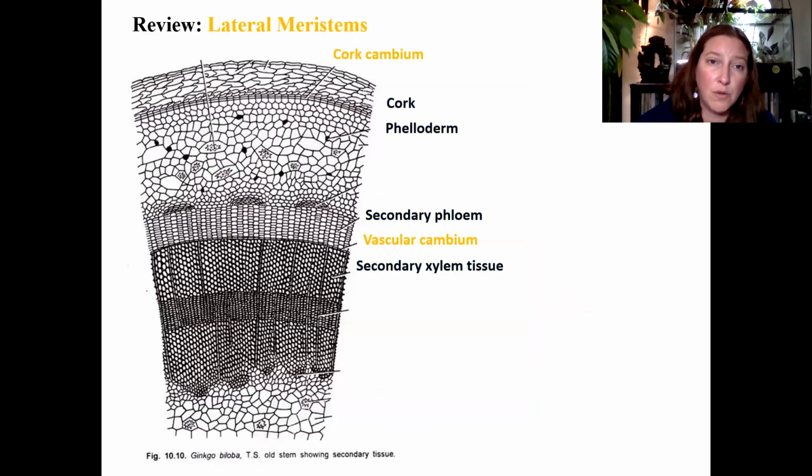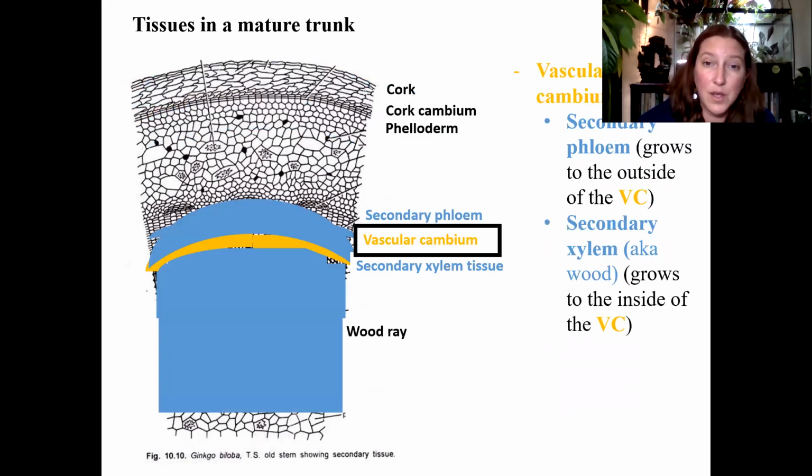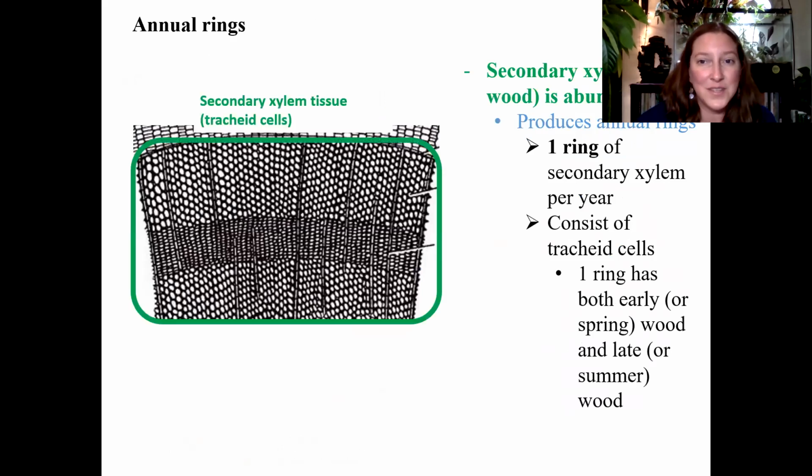But first we look for those lateral meristems, cork cambium and the vascular cambium. Cork cambium is going to produce cork to the outside and phelloderm toward the inside, right? And yes, all three of those tissues make up the periderm, but I don't really care about you guys knowing periderm. Vascular cambium is going to produce secondary phloem toward the outside and secondary xylem toward the inside of the stem, right? This is what I was just trying to draw, right? So the secondary xylem is going to grow one ring every year.